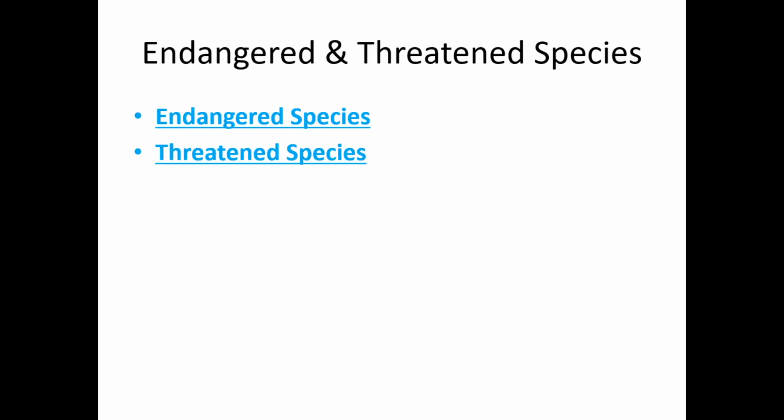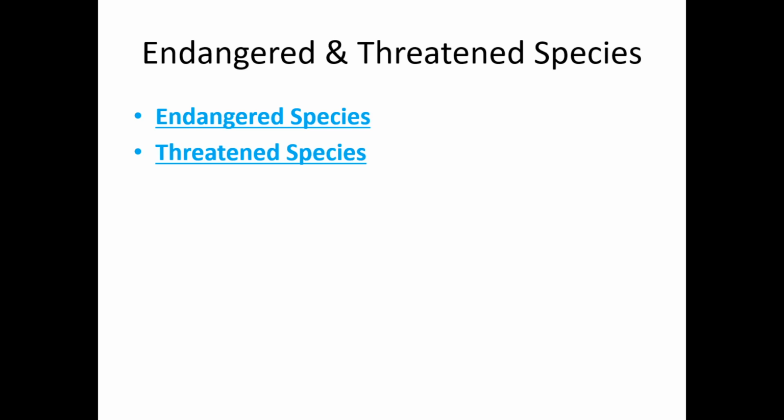We classify species that are at risk by classifying them as endangered or as threatened. The term endangered means that the species is likely to become extinct if protective measures are not taken immediately. A species is considered threatened if it has a declining population and is likely to become endangered if not protected. So endangered species are on the verge of extinction. Threatened species are on the verge of endangerment.